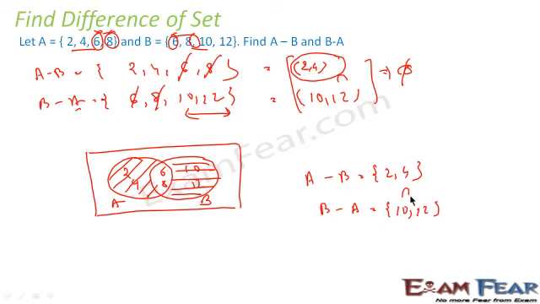Here also we see both the sets are mutually disjoint. When you do intersection of these two, you get 5. And also A minus B is not equal to B minus A. So thus the same question we have solved using two methods, and both give the same answer.